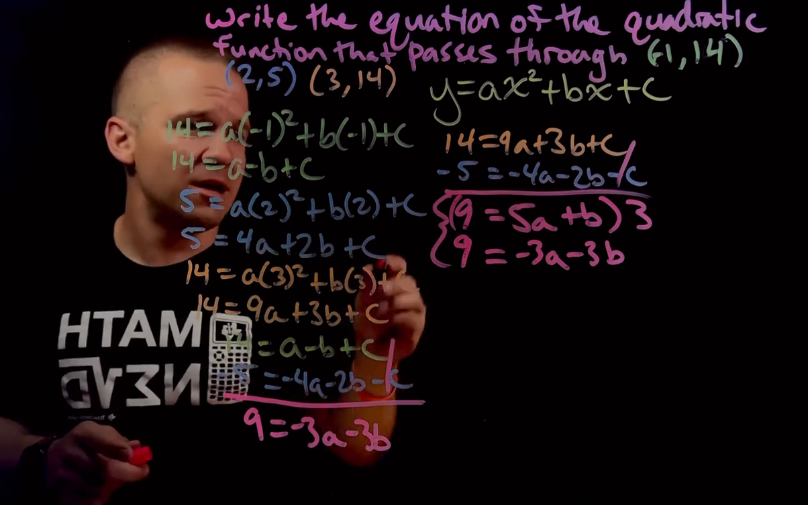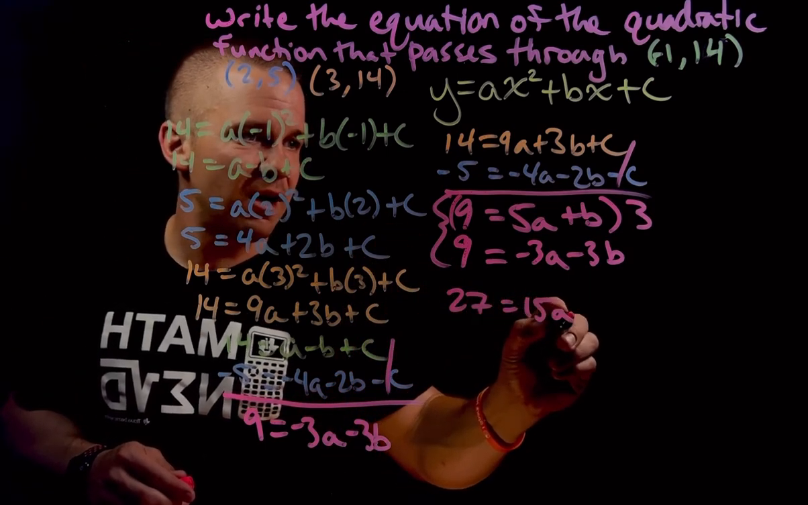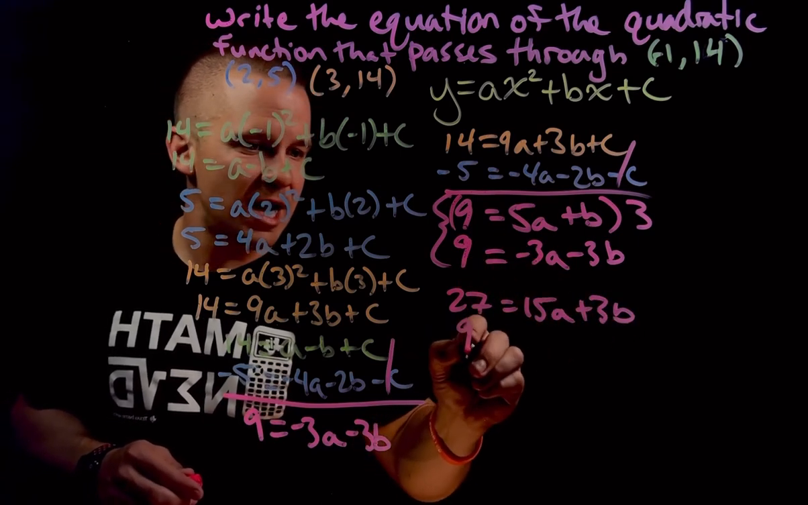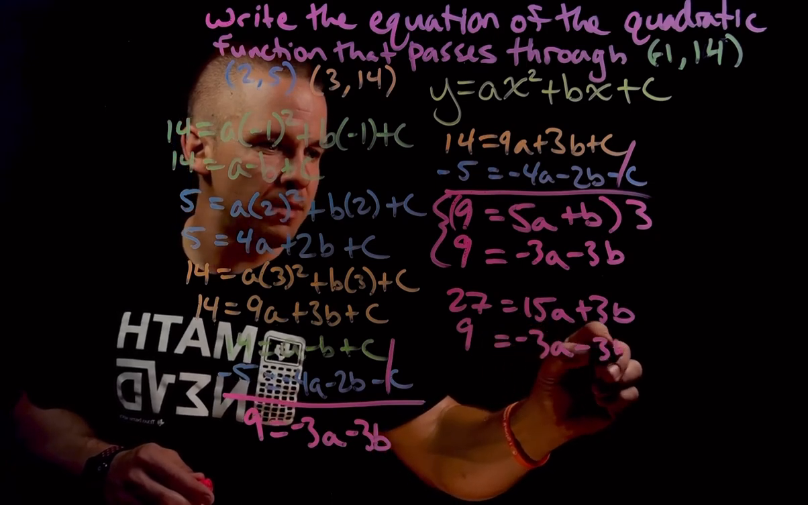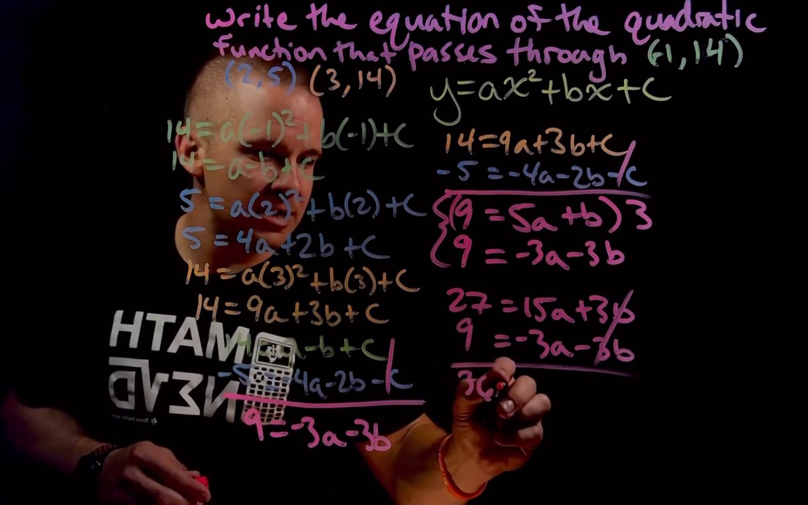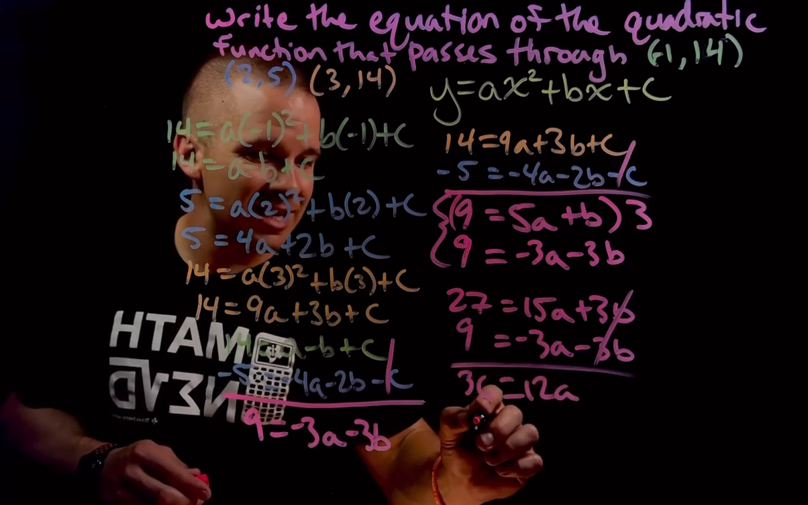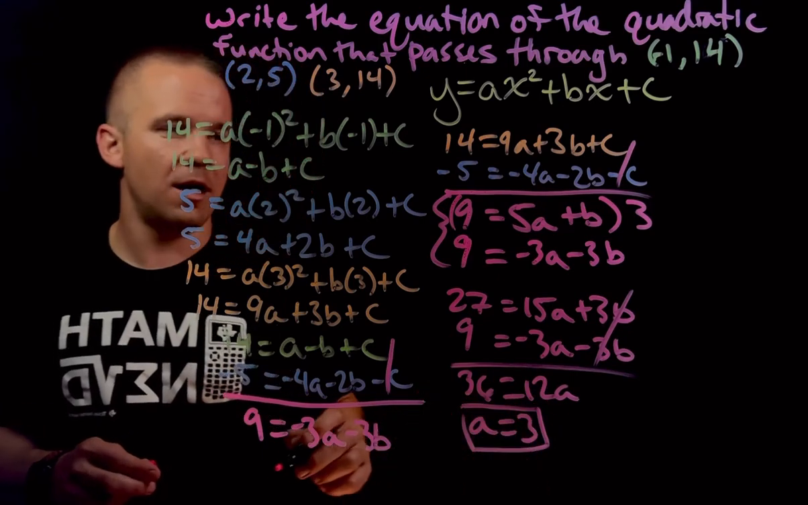Whatever. I'm moving on. So I've got 27 equals 15a plus 3b, and then that guy stays the same. I have 9 equals negative 3a minus 3b. B's are going to cancel. Woo! I got 36 equals 12a, so that means that a is going to equal 3. Oh yeah, I got one of them.